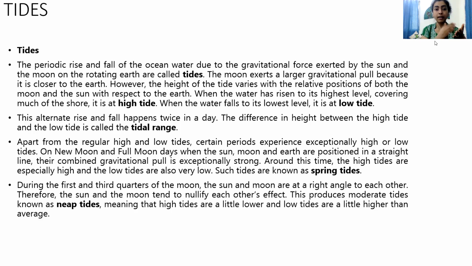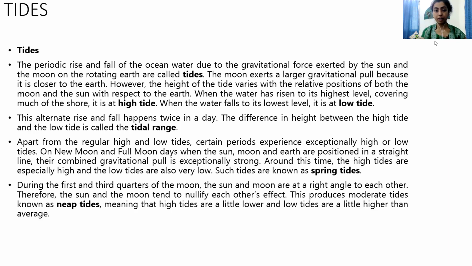Now, when the earth, moon, and the sun are on a straight line, that means there is a combined gravitational pull of both the moon and the sun. That means now the gravitational pull is stronger. Okay, now during this time the high tides are exceptionally high and the low tides are exceptionally low. Now that is known as spring tides.